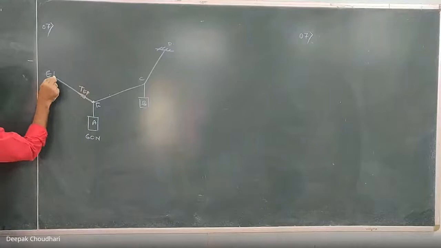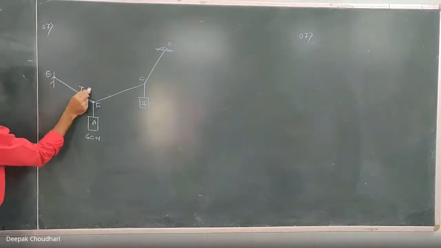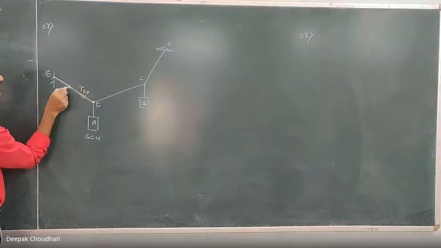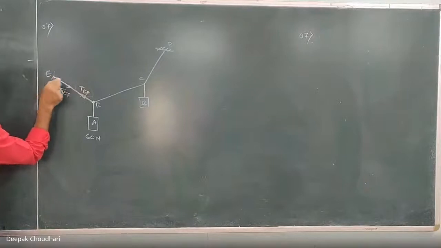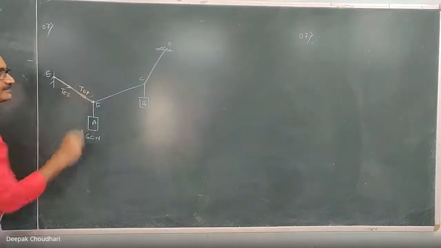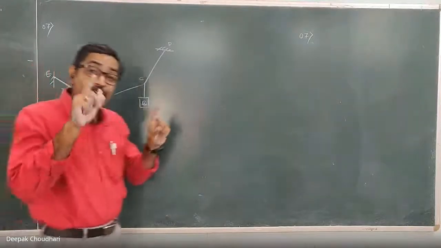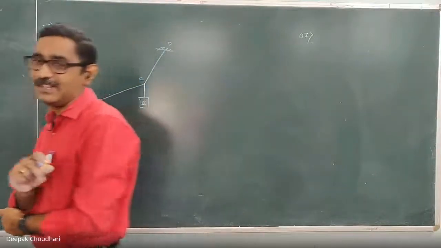But if I consider the FBD of E, the tension in the string remains the same in magnitude. But the tension acting on this point E, when point E is under consideration, will act away from E. This is also the tension in EF, but this is the tension acting on E and this is the tension acting on F. Understood? These two forces are two different forces.